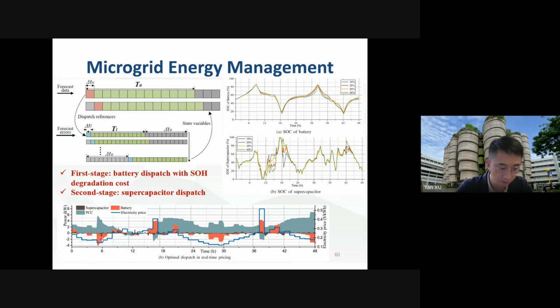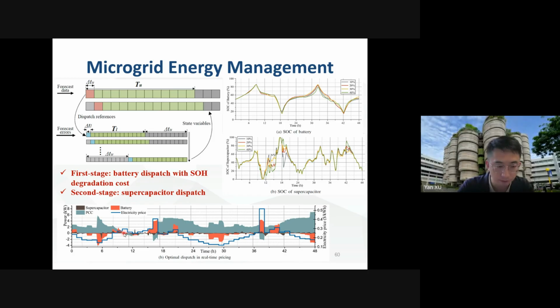So you can see that their power is charged. And during the high electricity price period, we will discharge our supercapacitor and battery to the customers so that we don't need to buy electricity. And sometimes we even sell the electricity back to the main grid. So you can see here during this period, when the price is high, we are actually exporting the power back to the grid through this point of coupling.